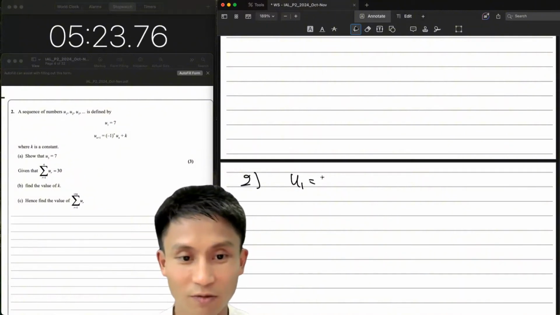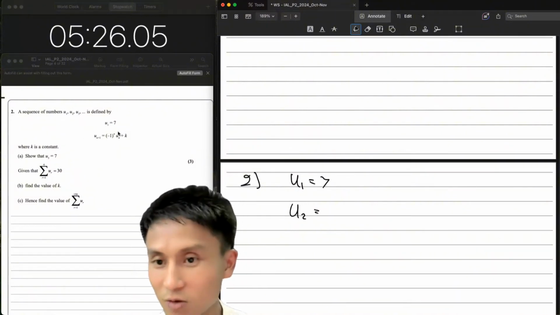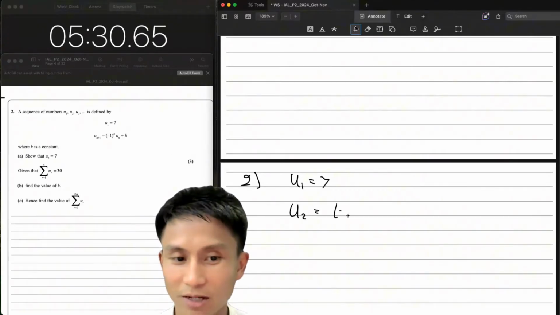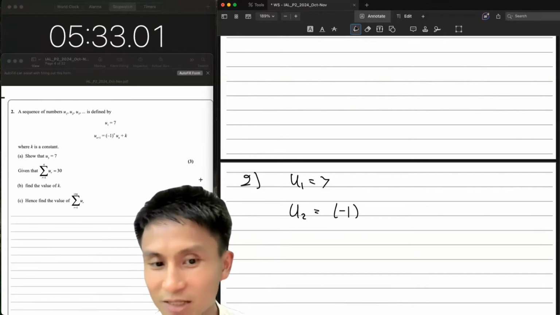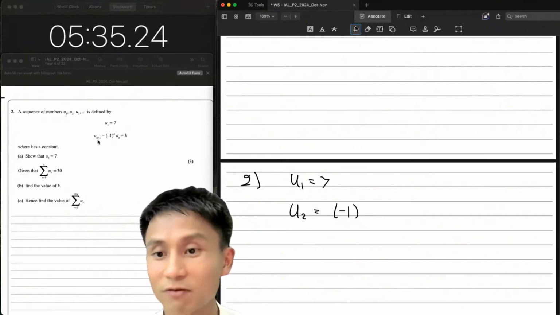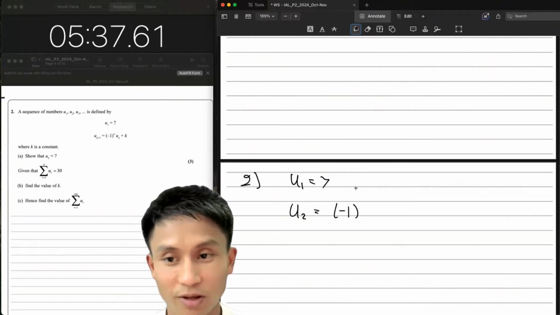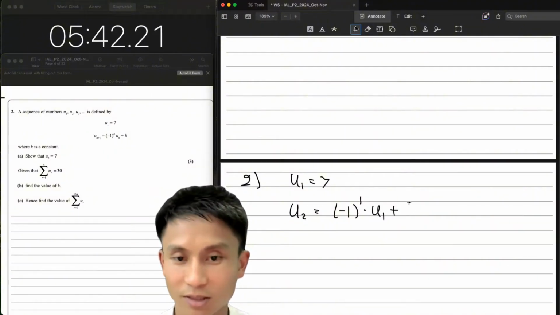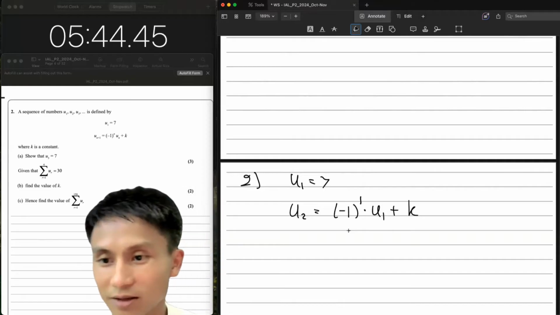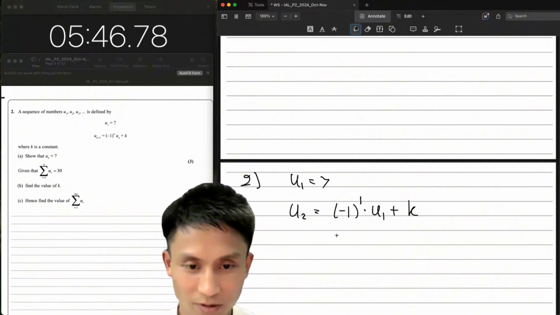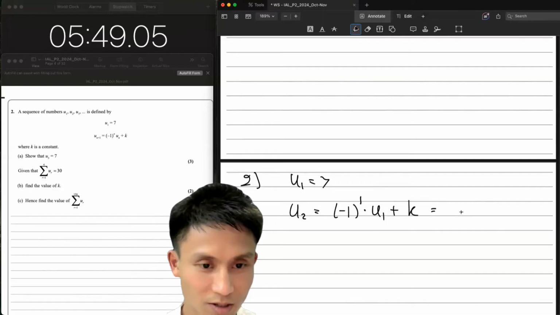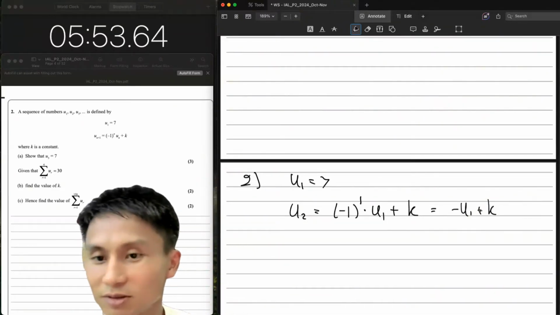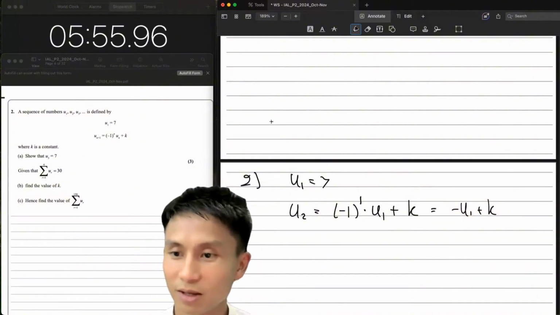So if u1 is 7, then u2 would be equal to that relation there, which is minus 1. In this case, if we want 2 on the left here, n would have to be 1, just to make that 2. So n would have to be 1 there. So this is u1 plus k. Okay? So there you go. So we have u2 being equal to minus u1 plus k. Yeah? Just keep with that there.